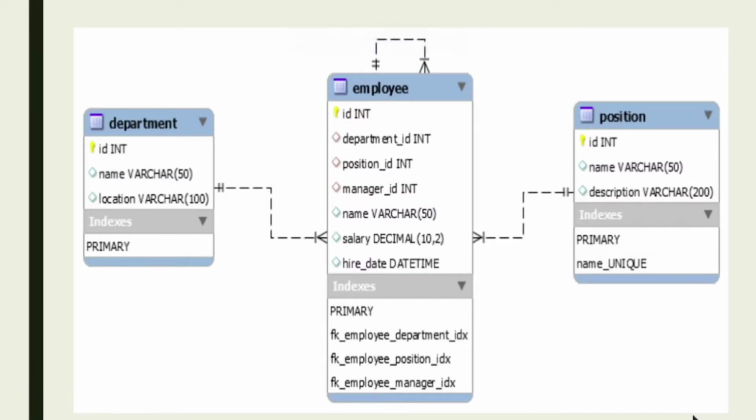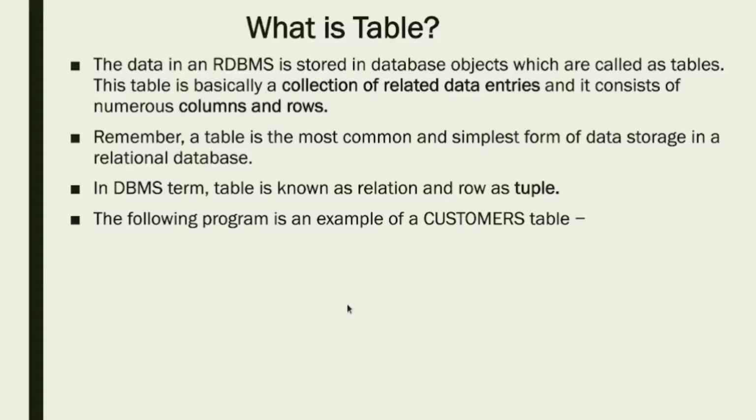So this is the table: department table, employee table, and position table. These are the column names: ID, name, location, like this. Okay, these are the column names. So let's see what a table is. A table is basically a collection of related data entries, and it consists of numerous columns and rows. So remember, a table is the most common and simplest form of data storage in a relational database.